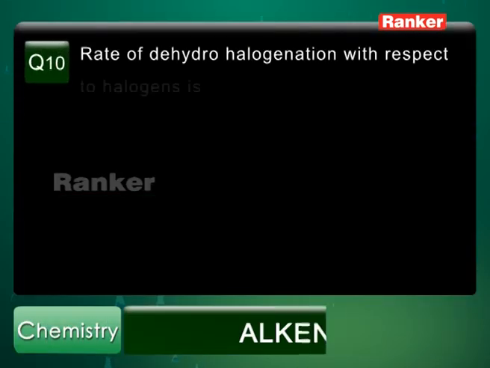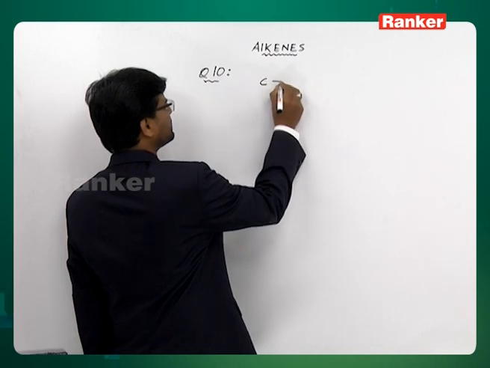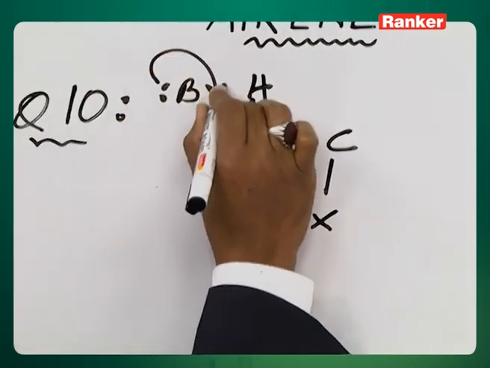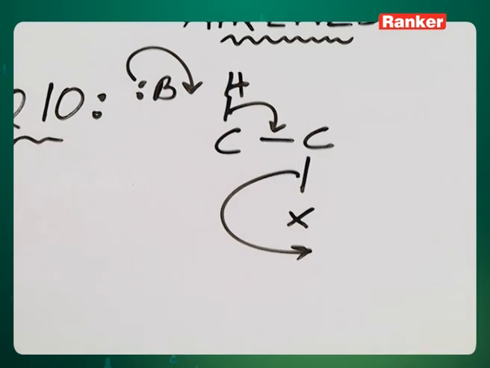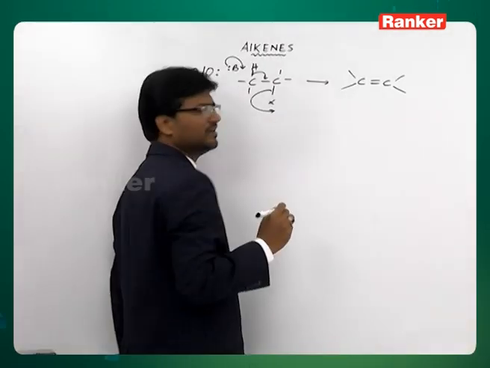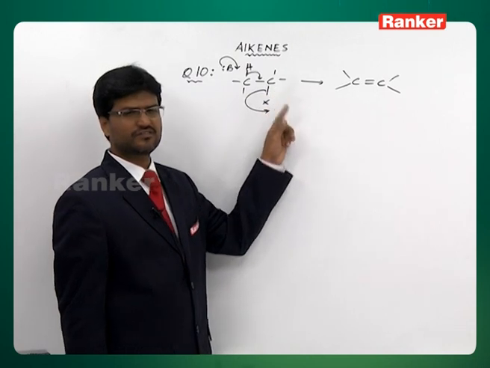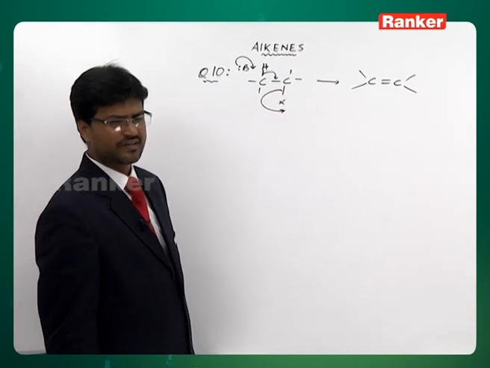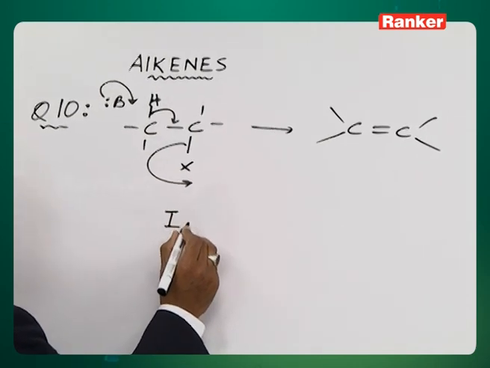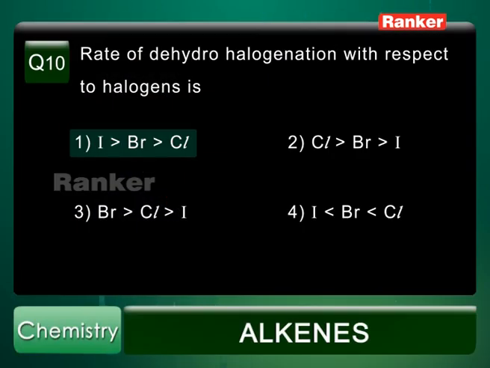Question number 10. Rate of dehydrohalogenation with respect to halogen is. See, this is dehydrohalogenation. Base will abstract this H, and X will be knocked out like this, and you end up with alkene. This is dehydrohalogenation. The rate depends on the strength of the CX bond. So, the correct answer is I greater than Br greater than Cl. The reason is the C-I bond is weaker than C-Br, C-Br is weaker than C-Cl. So, the rate is I greater than Br, Br greater than Cl. Reason is strength of bond. So, the correct answer is first option.